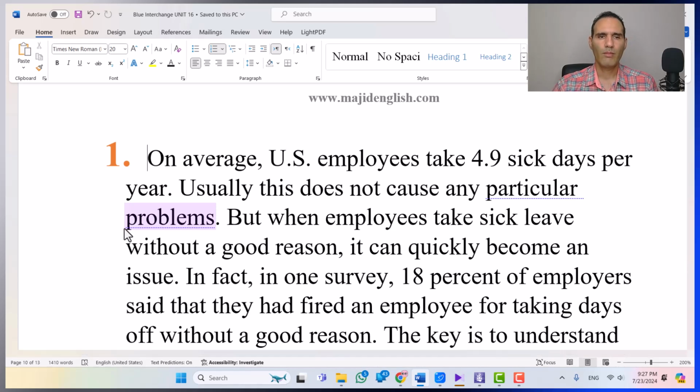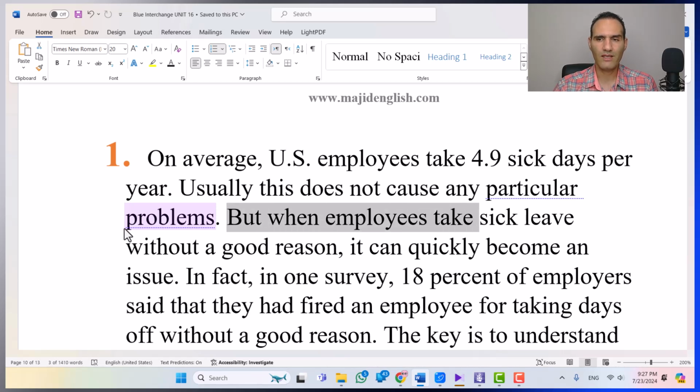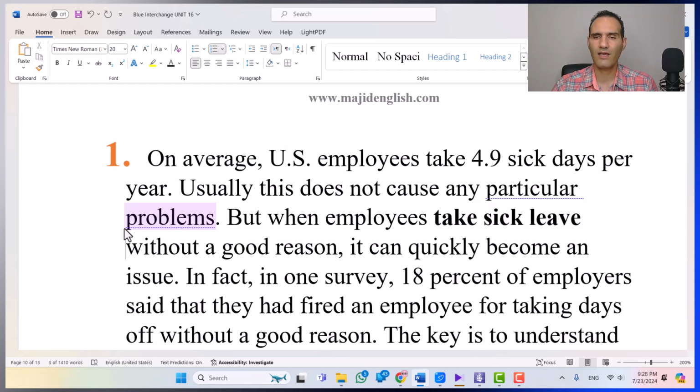Let's see. Paragraph 1. On average, US employees take 4.9 sick days per year. Usually this does not cause any particular problems, but when employees take sick leave, so the time that you call and say, I'm sick and I cannot make it today. When employees, an employee is the person who works for an employer. Employer is the boss. Employee is the one who works for them. Take a sick leave without a good reason, it can quickly become an issue or a problem.